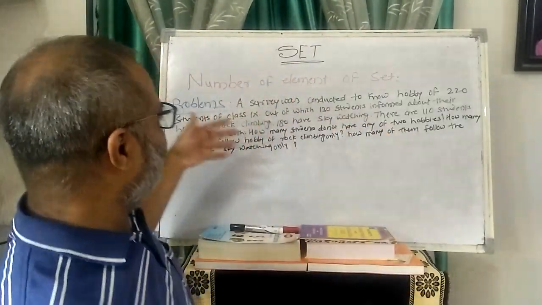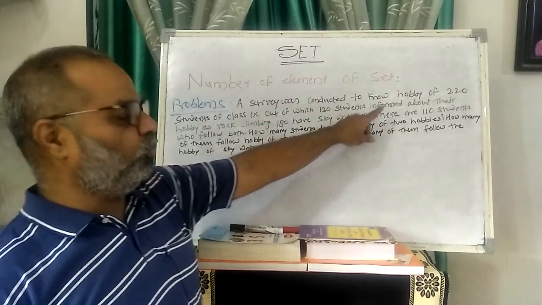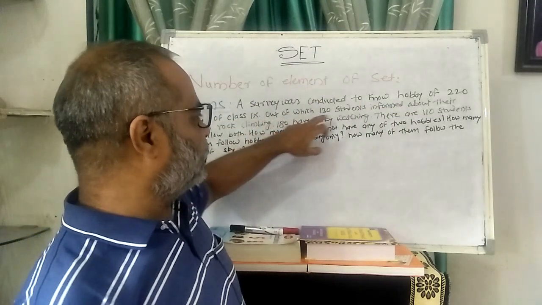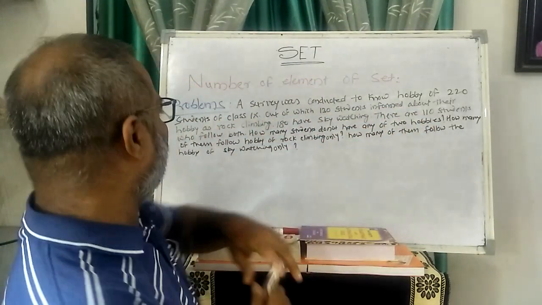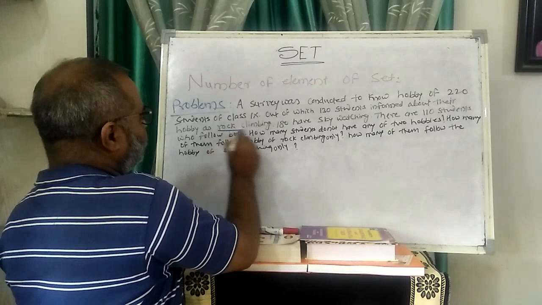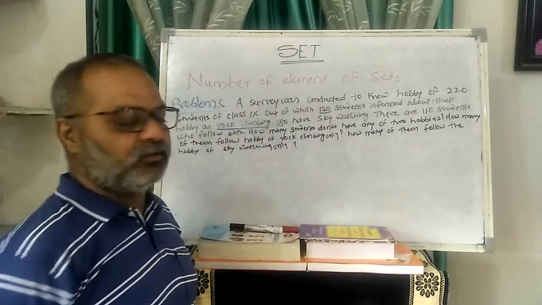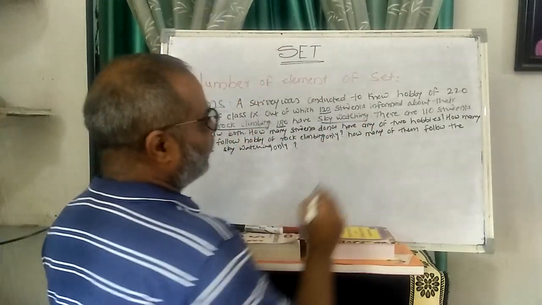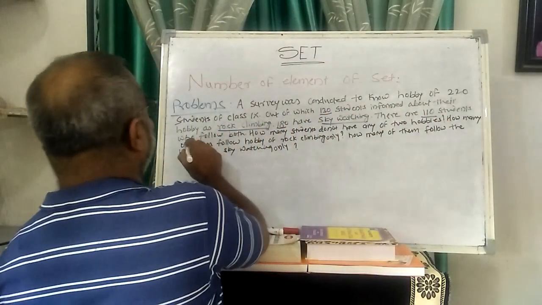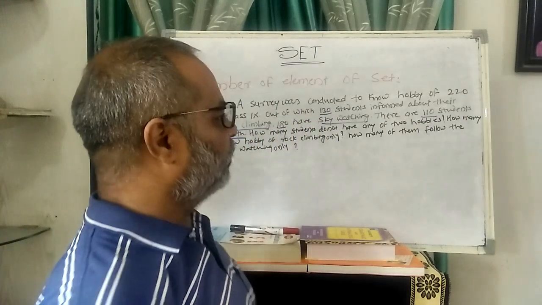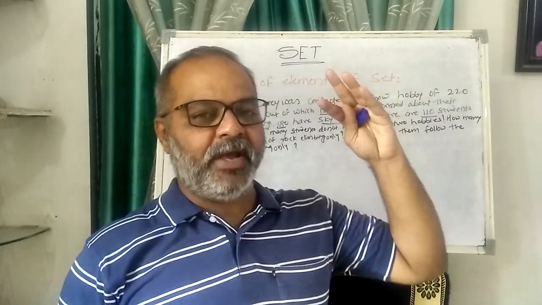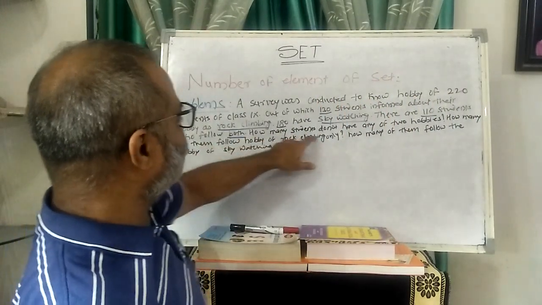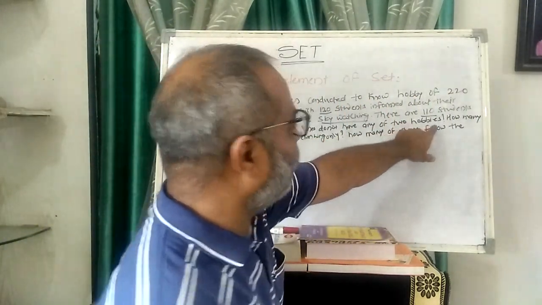Okay, so the next word problem is: a survey was conducted to know the hobby of 220 students of class 9, out of which 130 said their hobby is rock climbing. So rock climbing, 130 students. 180 have sky watching as their hobby. There are 110 students who follow both. That means 110 students follow sky watching as well as rock climbing. Then how many students do not have any of the hobbies?